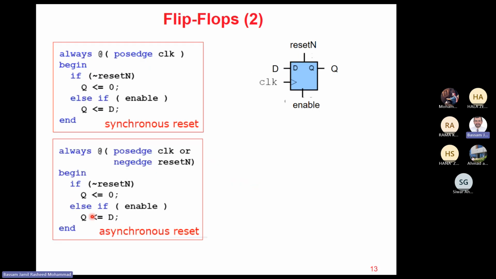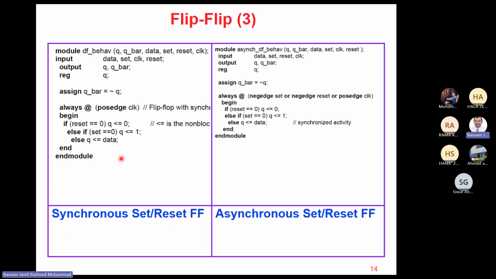More flop examples. This is with a reset. In this case, we are using synchronous reset, and this one is asynchronous. The difference is that for the asynchronous, we check the value of the reset in the sensitivity list. Now here is the difference between synchronous and asynchronous. D flip-flop: nothing to add from what I have explained, just more examples.